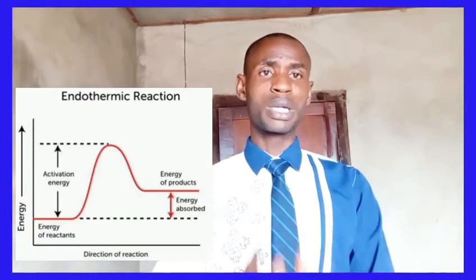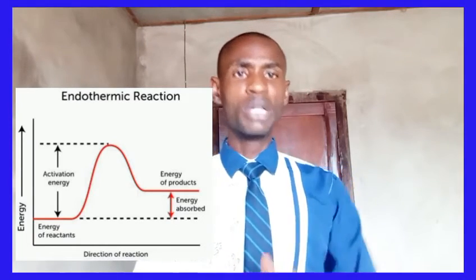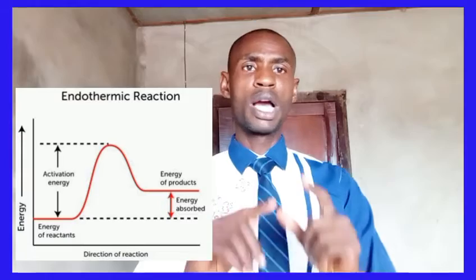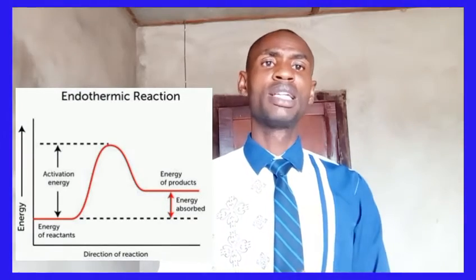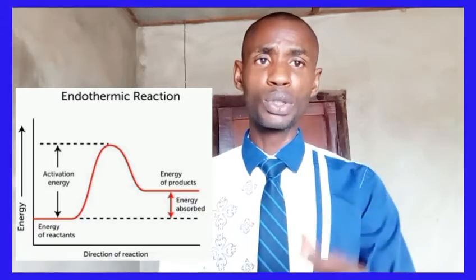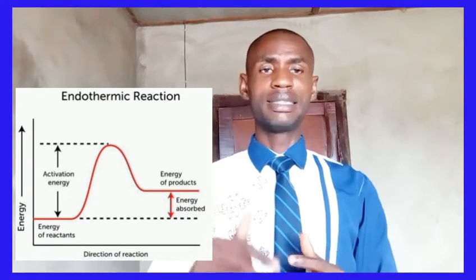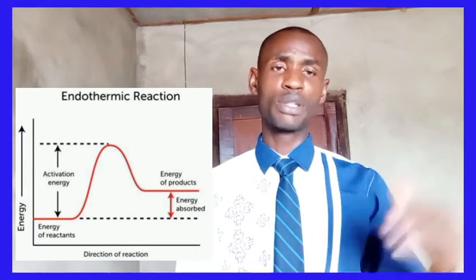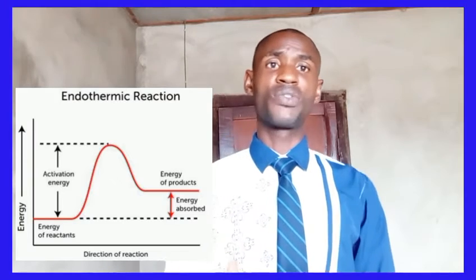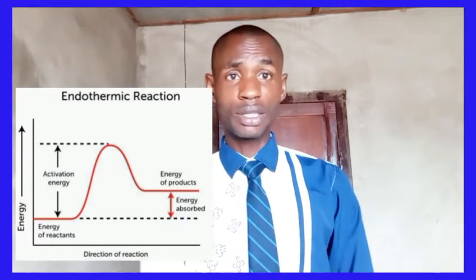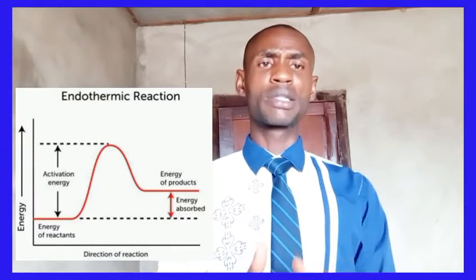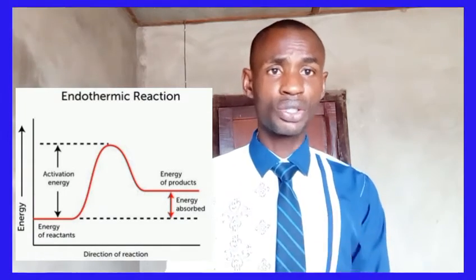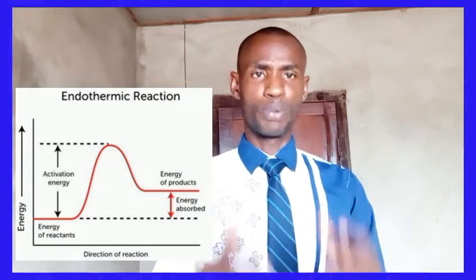Now the second one is the endothermic reaction. The energy profile diagram of an endothermic reaction also looks like that of an exothermic reaction, but the difference is that for an endothermic reaction, the product is up and the reactant is down. So when you subtract the reactant from the product, you are going to have a positive answer, and that is why for an endothermic reaction, the delta H, the heat change, is always positive.